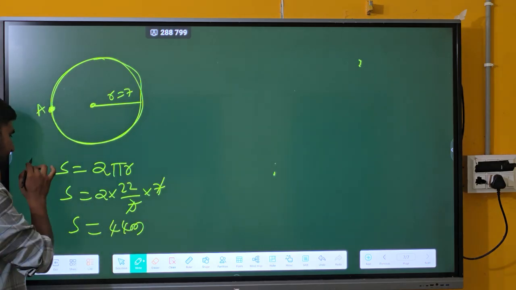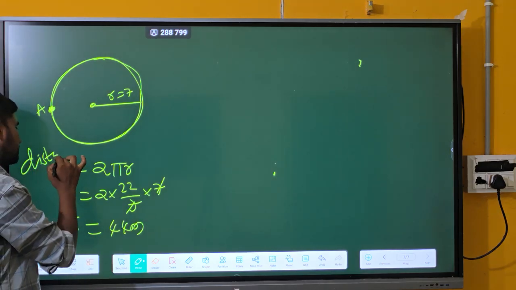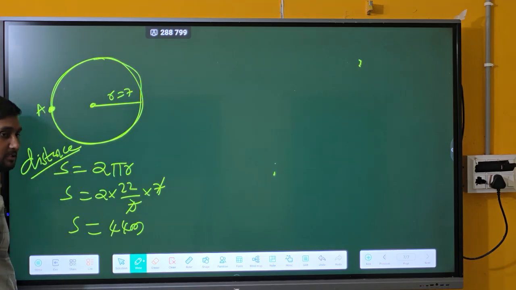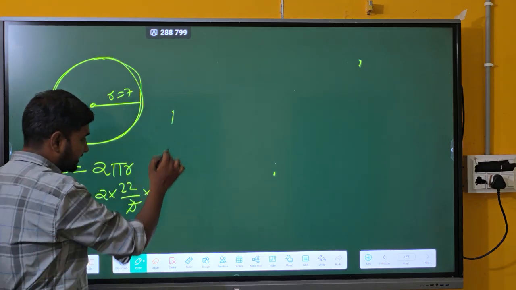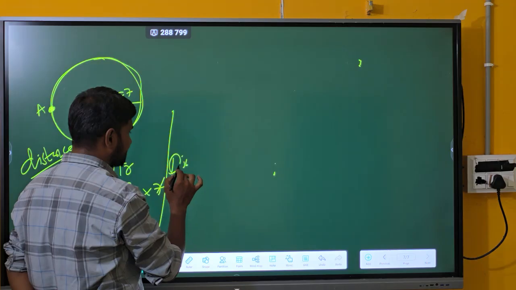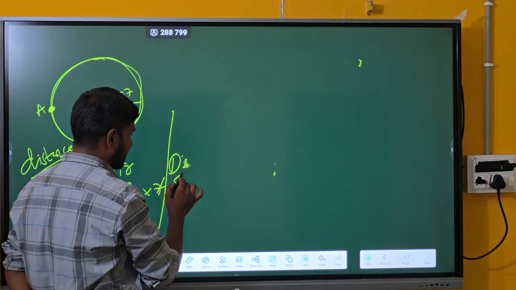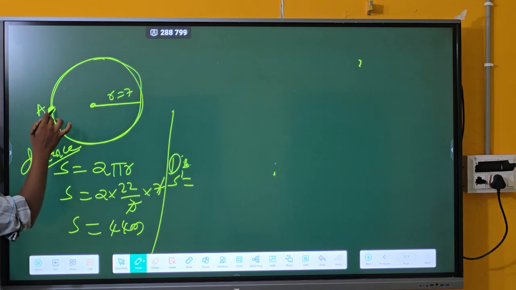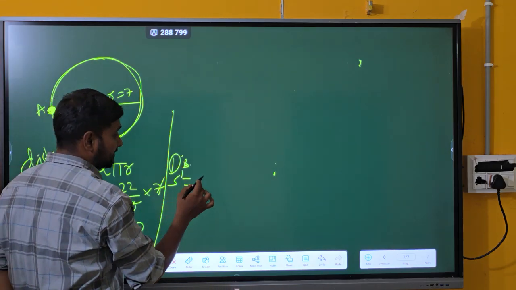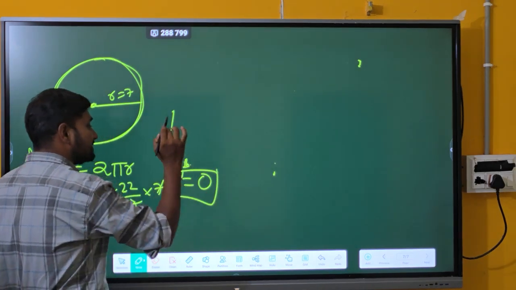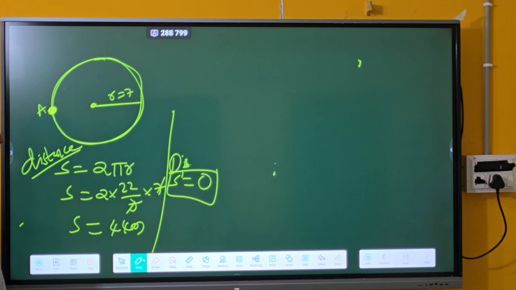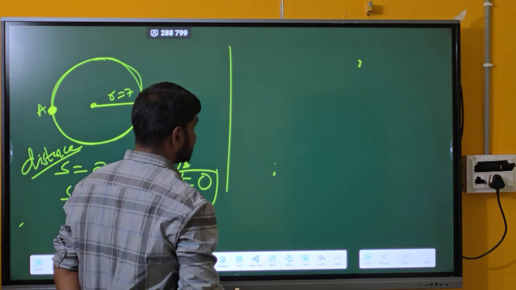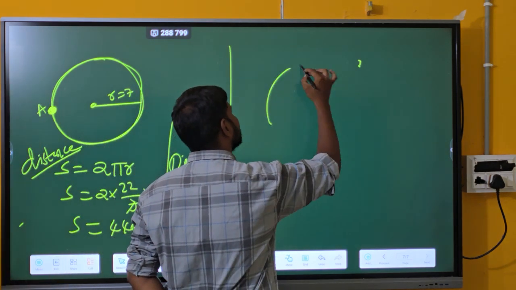So the distance s is 44 meters. Okay. Now, what is the displacement? Displacement s dash equal to... what is the starting position? The initial position of the body is A. The final position of the body is A. So that's why the displacement becomes 0.